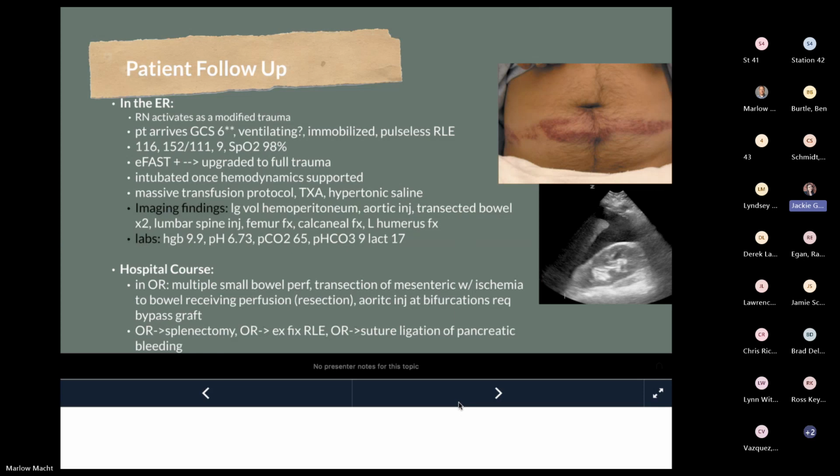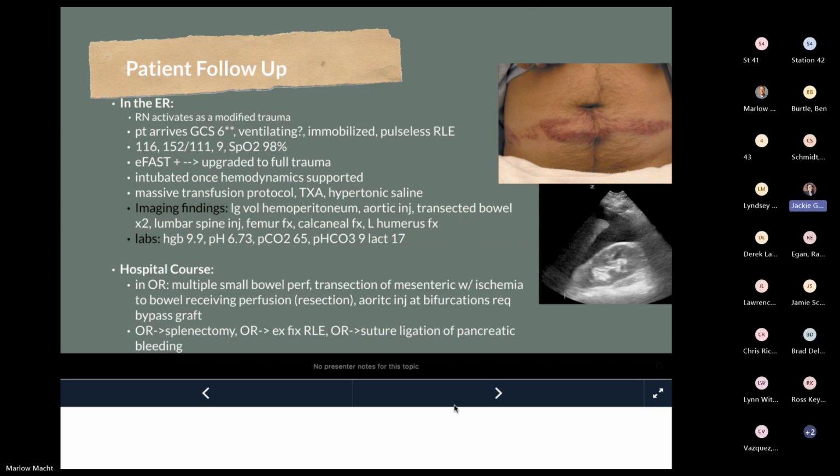And he went to the operating room immediately where he had multiple small bowel perforations. He also transected his mesenteric artery with ischemia to that bowel, so he had to have that resected. They also repaired his aortic injury with a bypass graft, and he went back to the OR on hospital day 1 because he was having bleeding.